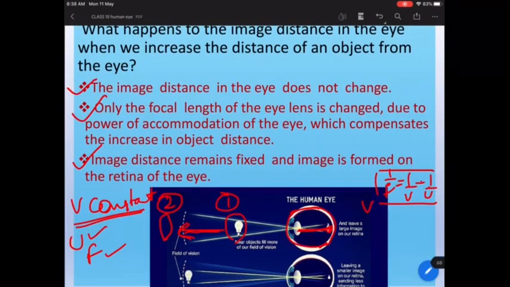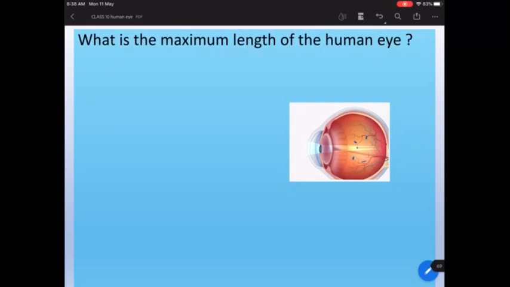Please add here focal length. Okay, this is focal length. Here, what is the maximum focal length of the human eye? I want to know what can be the maximum focal length of the human eye.